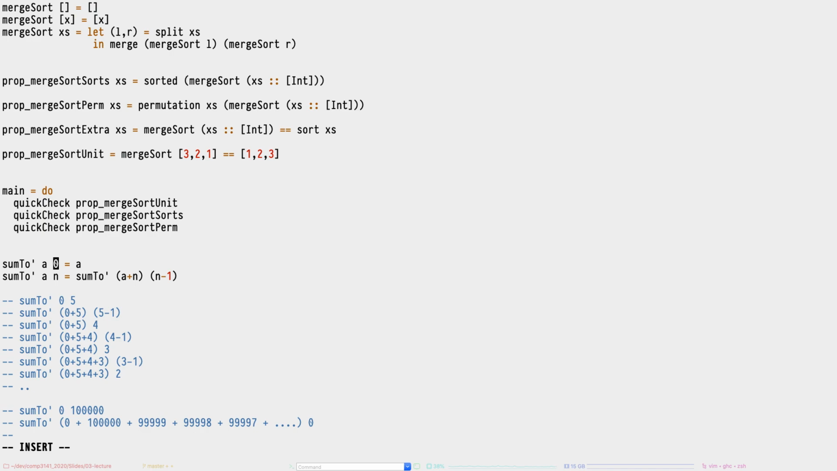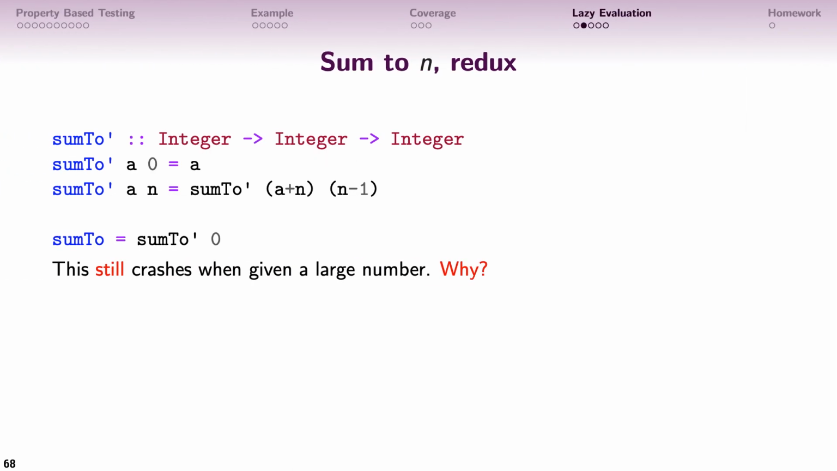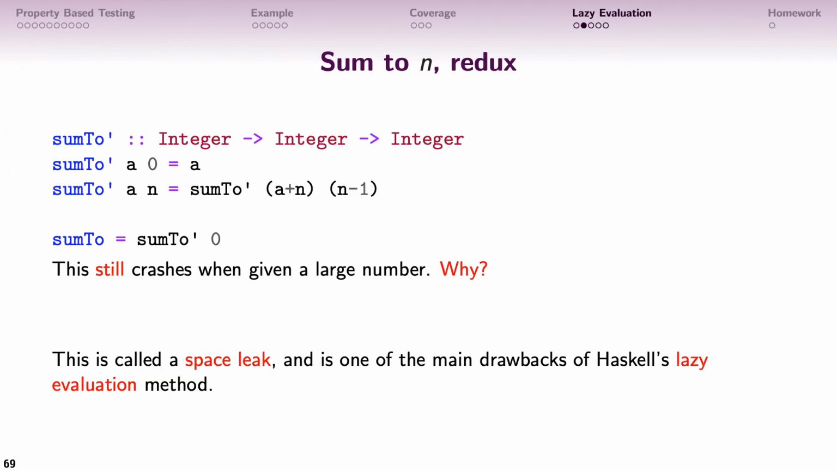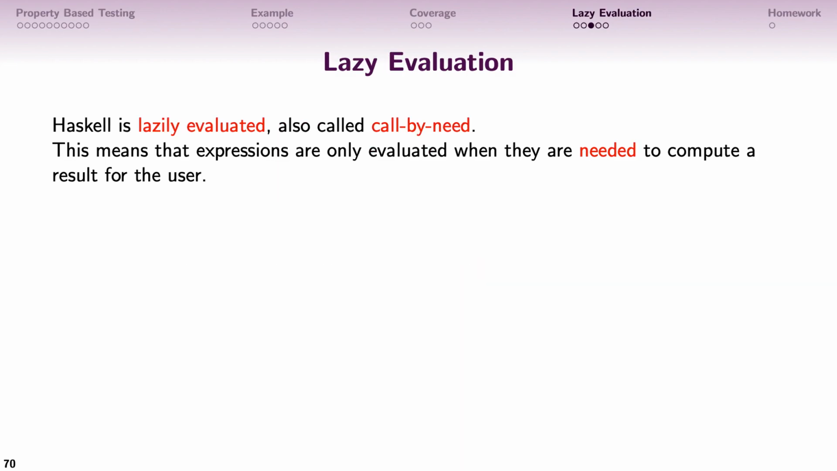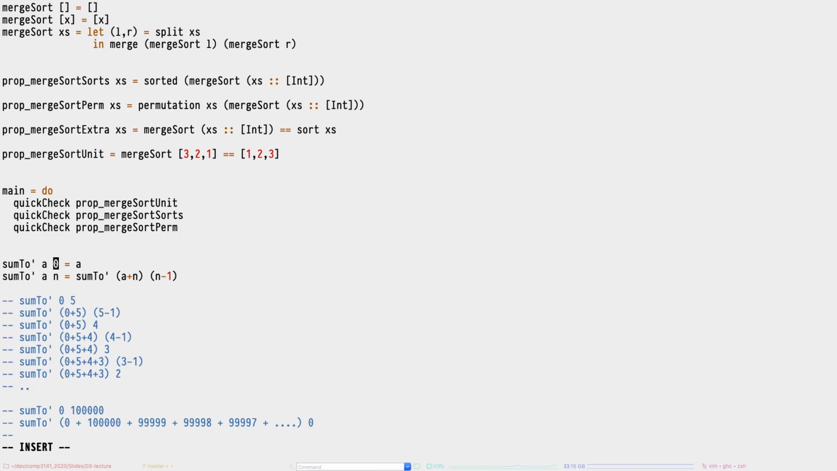Now, normally this is actually very useful, and I'll talk about how in a moment. But in some cases, such as this, where we're doing something like a left fold, we can end up with these very large terms here. And this is what's called a space leak. So it's the main drawback of this lazy evaluation method. So lazy evaluation is also called call by need. And this means that they're only evaluated when needed, right? Hence the name.